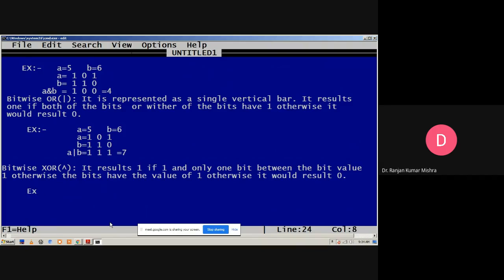Again we see, suppose a equal to 5 and b equal to 6. Again we have to convert a into bits, that is 1 0 1, and b equal to 1 1 0. Now we use the exclusive OR, with the caret sign.